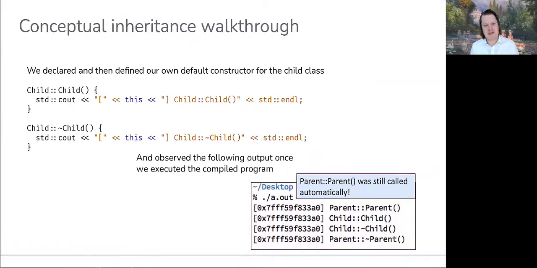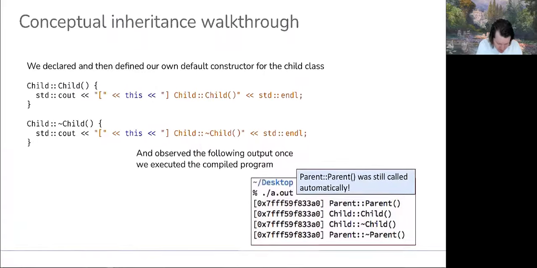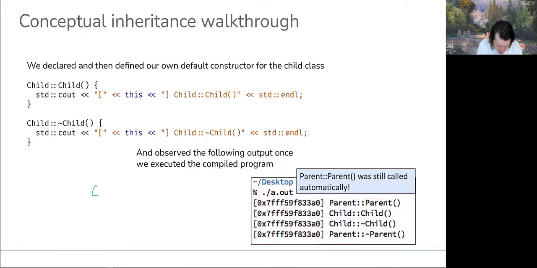Now let's go ahead and declare and define our own default constructor for the child class. It's doing pretty much exactly the same as the base. It's printing out the address of the object and then specifying that, hey, we're in the child's constructor. We're doing the same for the destructor as well. If we go ahead and create that child object P, so just child P, here's what's observed.